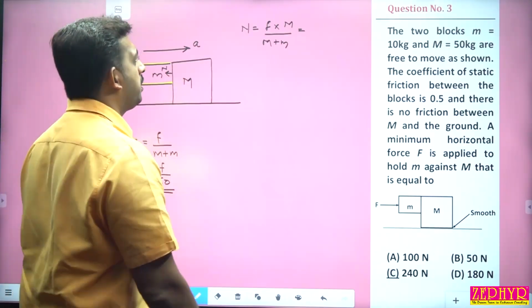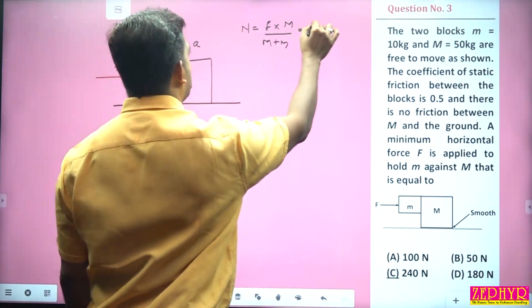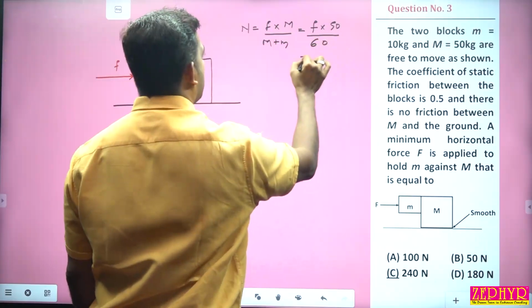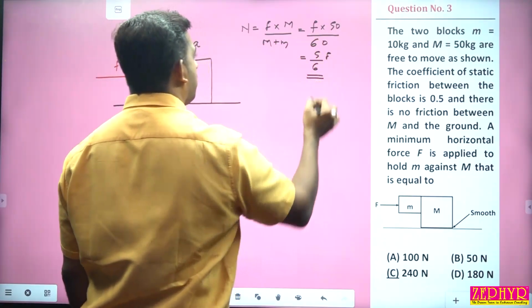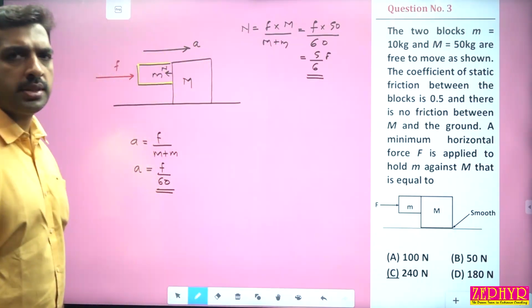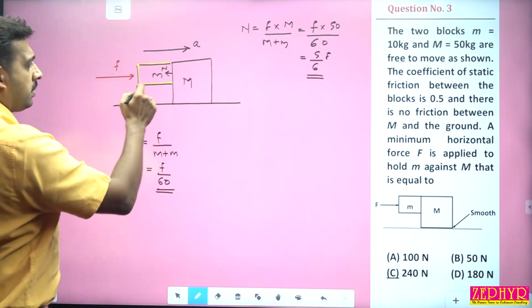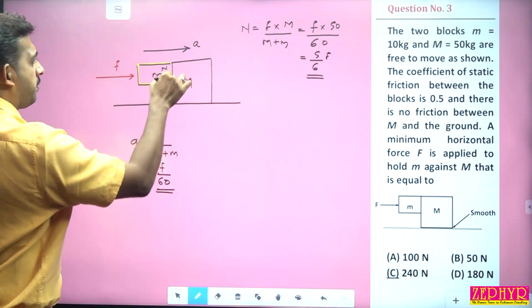So N equal to applied force into mass in front divided by total mass. Applied force into mass in front, that is 50, divided by total mass, 60. So the normal reaction will turn out to be 5 by 6 of F. 5 by 6 times F. Is it clear?